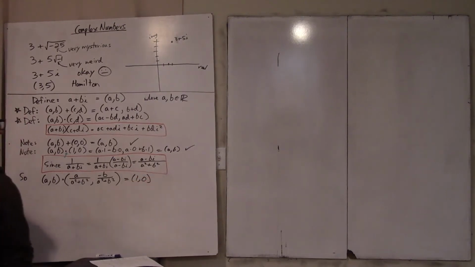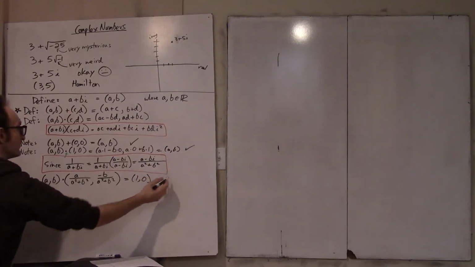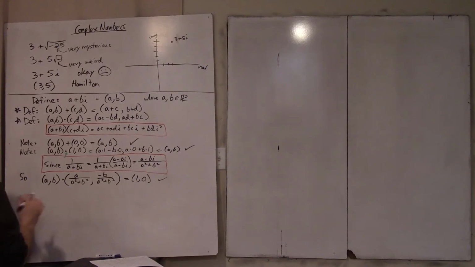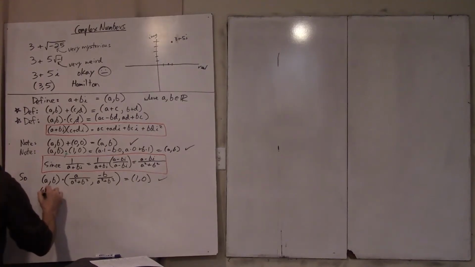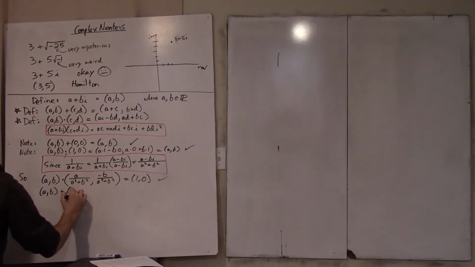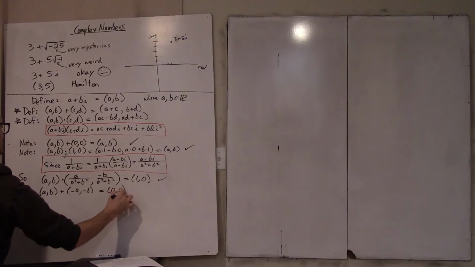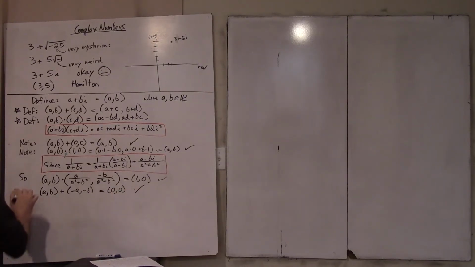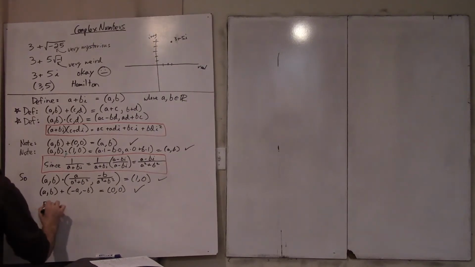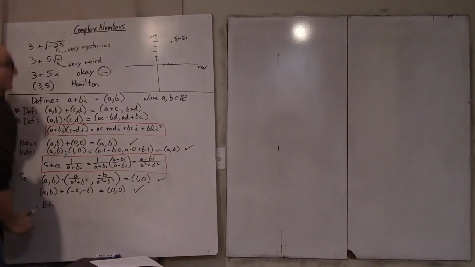And what does that show? It shows that every nonzero number has a multiplicative inverse. And I guess the boring one is the additive inverse. I should have done that first. A, B plus negative A, negative B will always give you back 0, 0, which is the additive identity. Okay, I'm just going to write etc. I think I've proven my point.